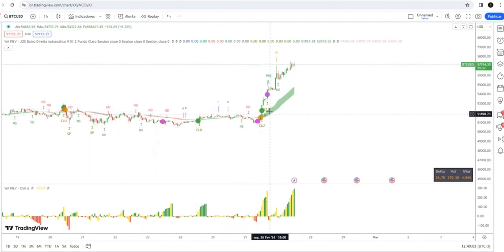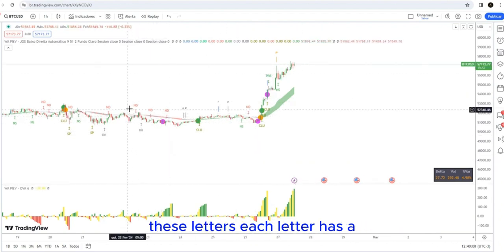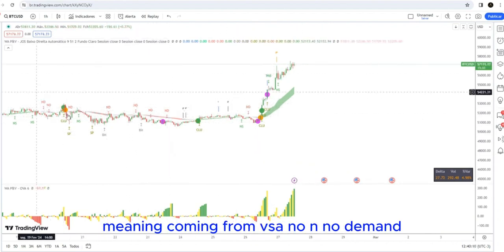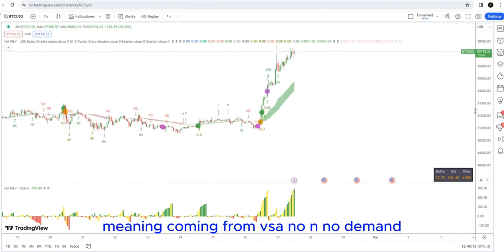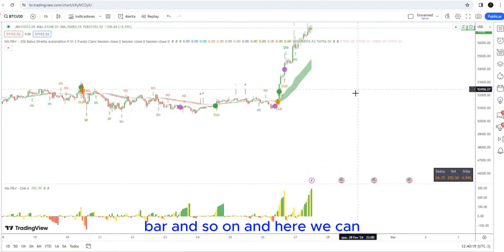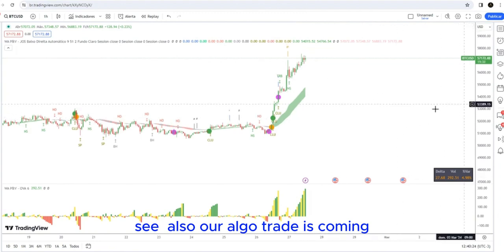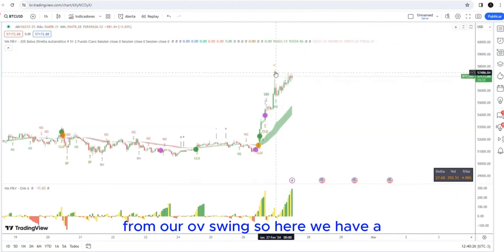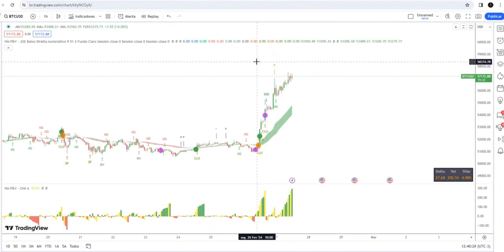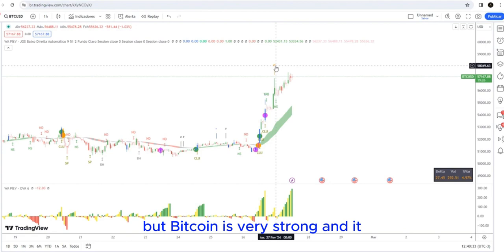Here we have the signals, which is this indicator with these letters. Each letter has a meaning coming from VSA: NS no supply, ND no demand, HB hold, SP spring, TRB top reversal bar, and so on. And here we can also see our algo trade coming from our off swing. So here we have a hash with an asterisk. A reversal is possible, but Bitcoin is very strong and it follows.